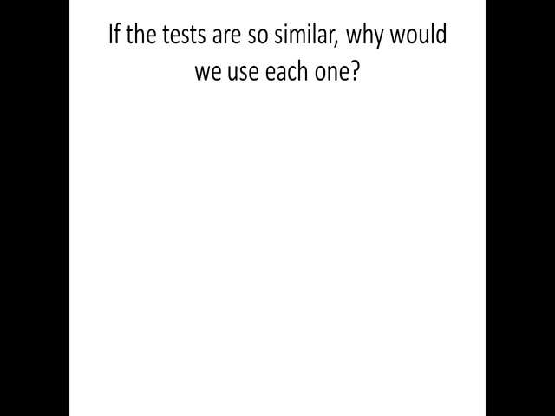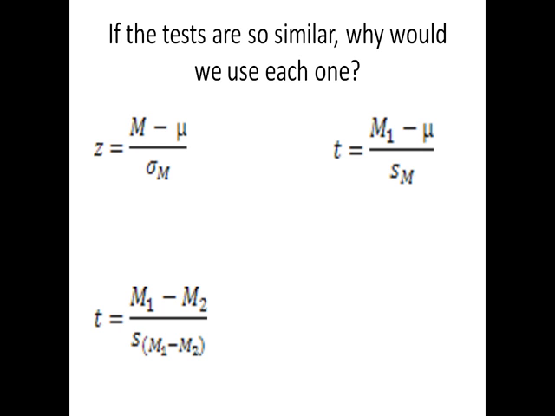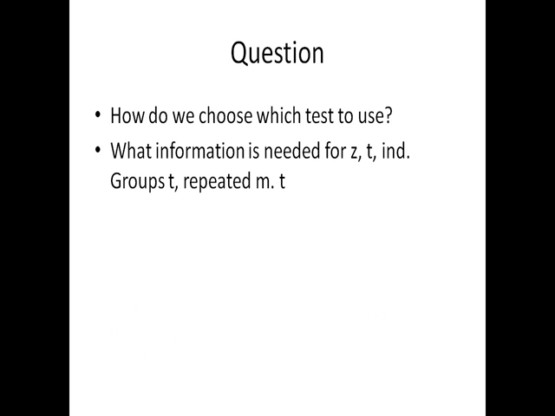So all 4 of these formulas, we're finding a mean difference. Here's the next question. If these tests are so similar, why would we use different tests? Why can't we use the same test for each circumstance? Well, that leads directly into this question. How do we choose which test to use? So, what information do we need for the z, t, independent groups t, or repeated measures t?